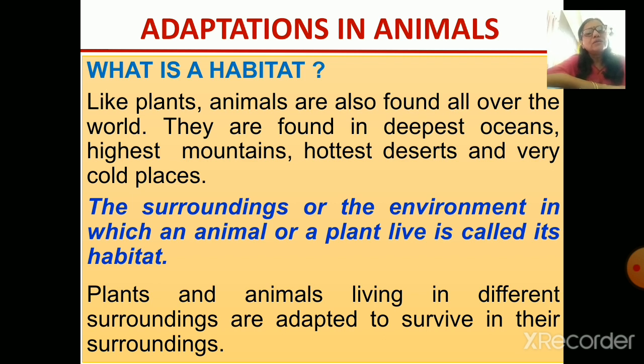Like I told you, there are different animals and plants living in different parts of the earth, right? They can be found in the deepest oceans, highest mountains, hottest deserts, and very cold places. So you can say that the surrounding or the environment in which an animal or a plant lives is called its habitat. It means the place where they are found, where they live, where they survive.